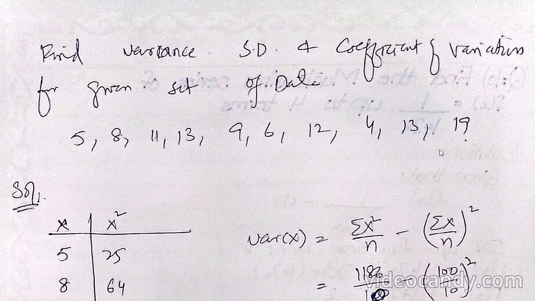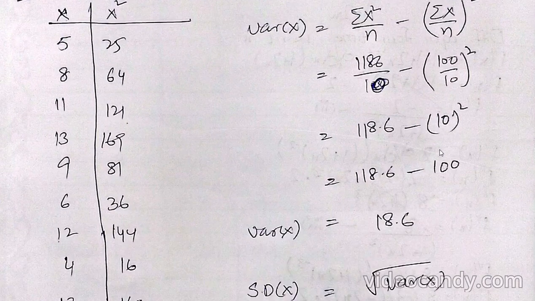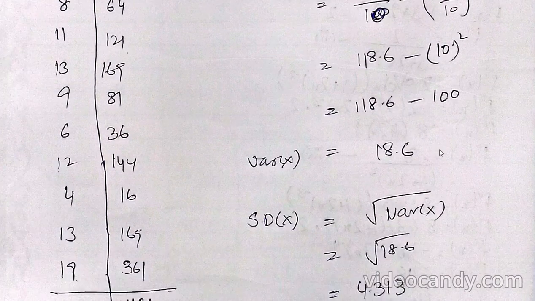For that you only need two columns: x, which you will write, and x square, which you will find. 5 square is 25, 8 square is 64, 11 square is 121 and so on, and finally find the sum.